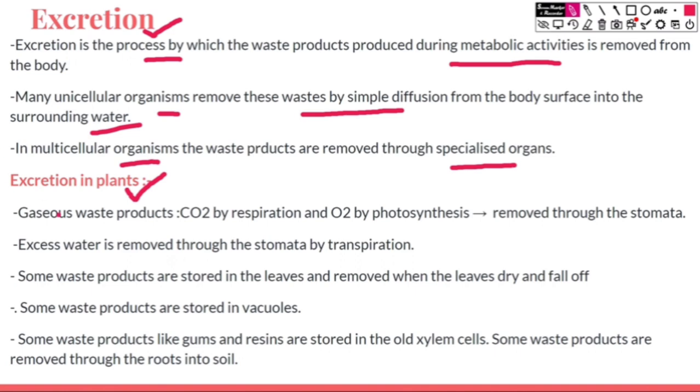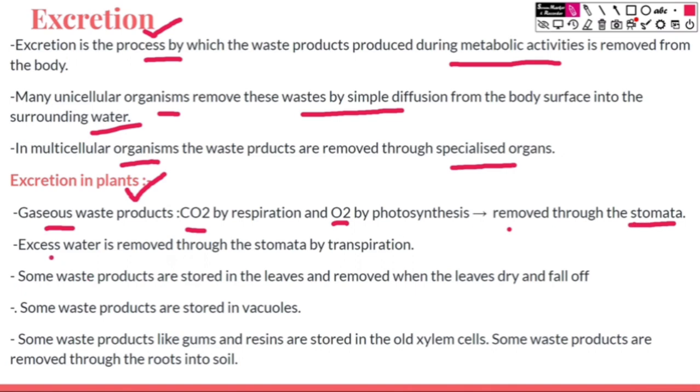Firstly, starting with the gaseous waste products. So carbon dioxide is released due to respiration and oxygen is released due to photosynthesis. These are the two main processes. Oxygen is released by photosynthesis and carbon dioxide is a byproduct of respiration. Both of them have to be removed. Some of the oxygen is reused for respiration as well by the plants, and carbon dioxide is also reused by the plants for photosynthesis, but the excess gases have to be removed and they are removed by the stomata which are present on the leaf. So gases are removed by the stomata.